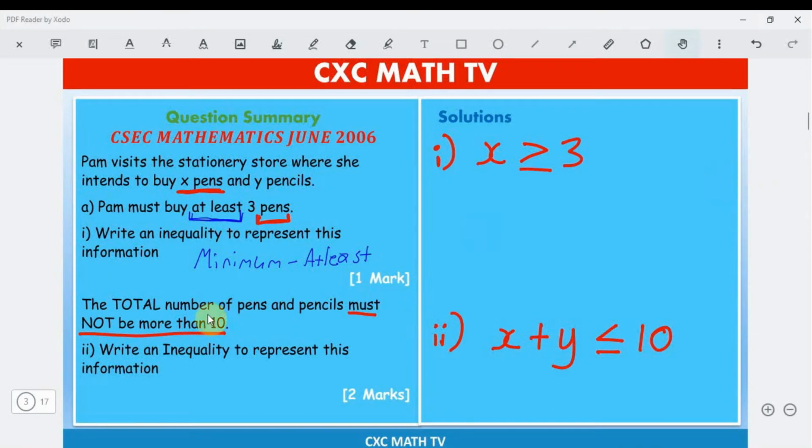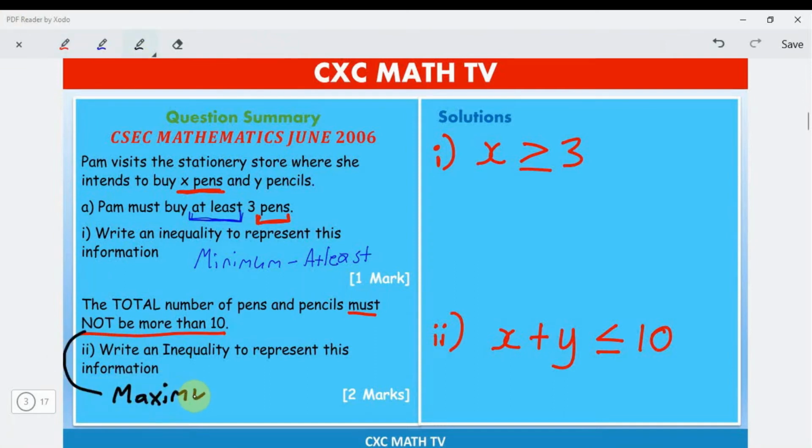Because "no more than," "not more than" means maximum. So I want you to see the "not more than" as being maximum. Look at that part as being maximum. The maximum she can buy is 10 when you add up all of her stationery.